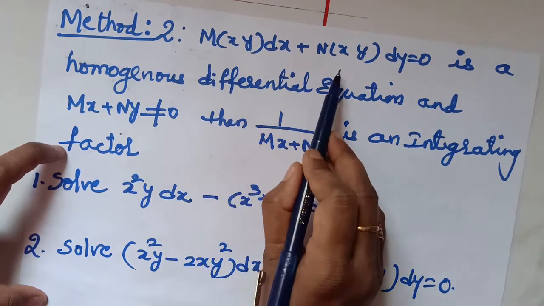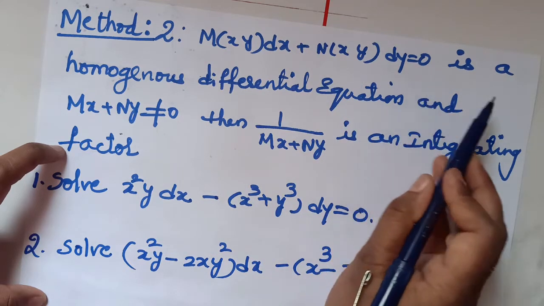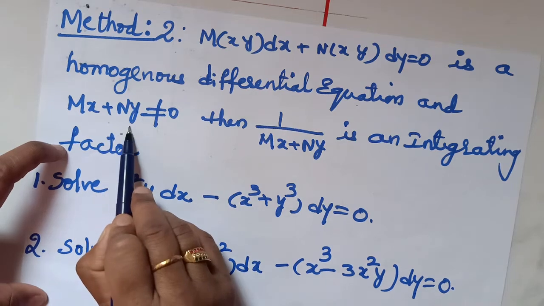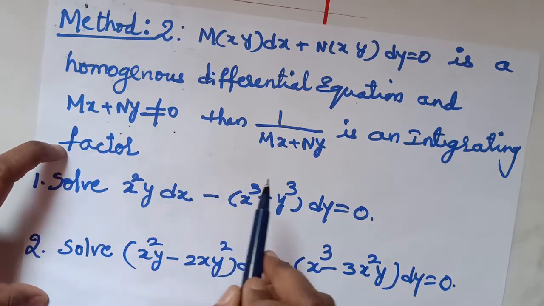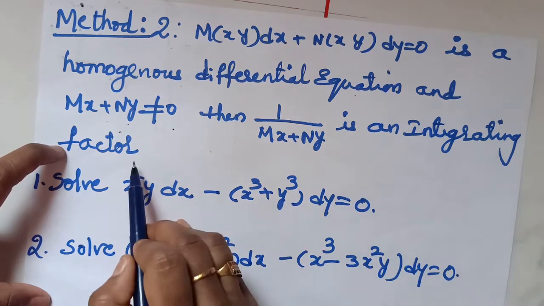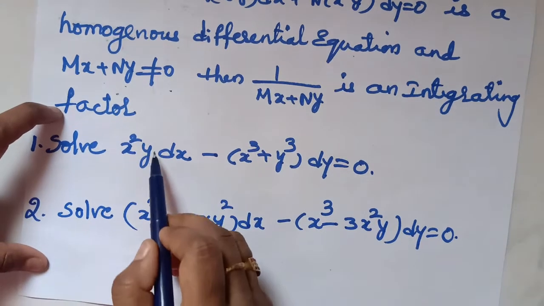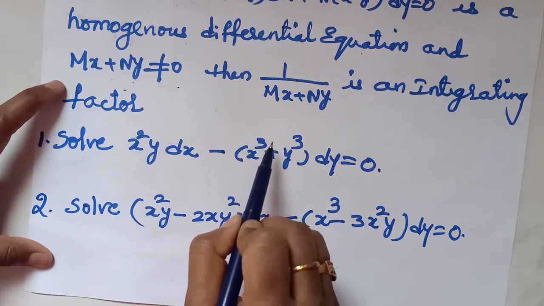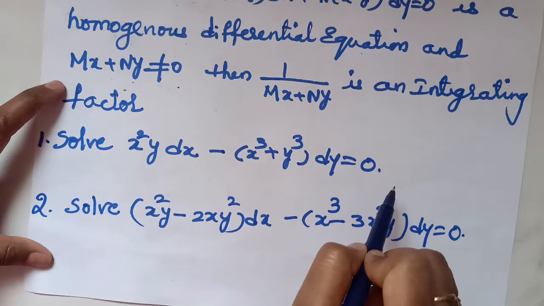If M dx plus N dy is equal to 0 is a homogeneous differential equation, and Mx plus Ny is not equal to 0, then 1 by (Mx plus Ny) is an integrating factor. Okay, here are some problems to discuss. Solve x square y dx minus (x cube plus y cube) dy is equal to 0.